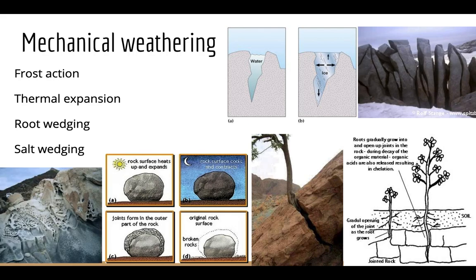Salt wedging is a little bit weird. Salt gets left behind from evaporated seawater, and then that salt that gets left behind, it collects in these little cracks or divots, and it actually can abrade or kind of rub the rock apart, pry the rock apart in those openings.